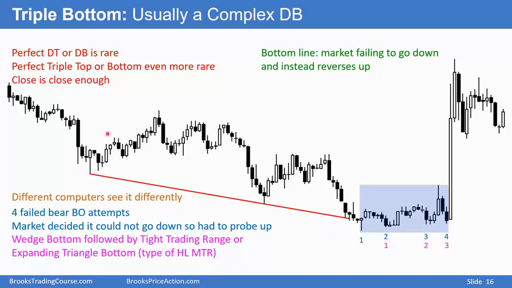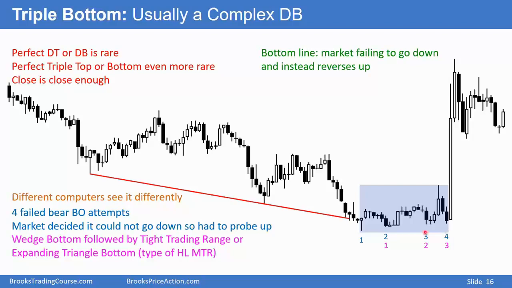Some traders will look at this as a wedge bottom, 3 pushes down, 1, pullback, 2, pullback, 3. And then we had a micro double bottom, and then we had a double bottom, high or low major trend reversal. And then we had a breakout, and then a pullback from this double bottom, high or low major trend reversal. In this particular case, that's how I would read this.